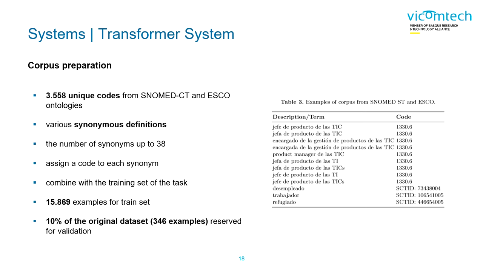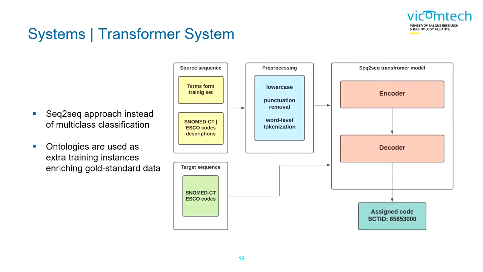Next, we combine the training set of the normalization task and the description of all codes and obtain more than 15,000 examples for the training. We also reserve 10% of our original training set as a development set. On preprocessing steps, the source sequences are lowercased, cleaned from punctuation, and tokenized on word level. The target codes are just tokenized by space. The output of the model is a sequence of symbols that can be interpreted as a code from ontologies.